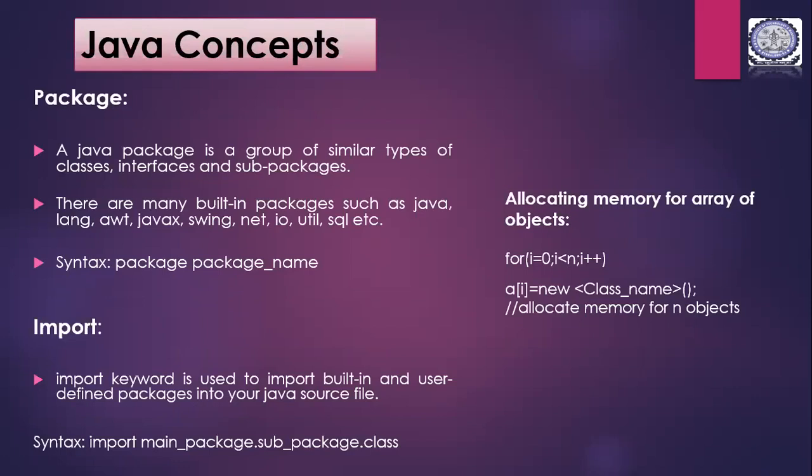A package we have studied in our fourth module, right? Packages and interfaces. A package is nothing but a group of similar classes and interfaces and sub packages within one particular program code. There are many built-in packages in Java, like lang, awt, javax, swing, net, io, util, sql. All these belong to the main package called java.